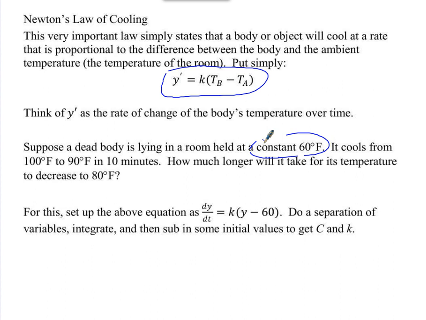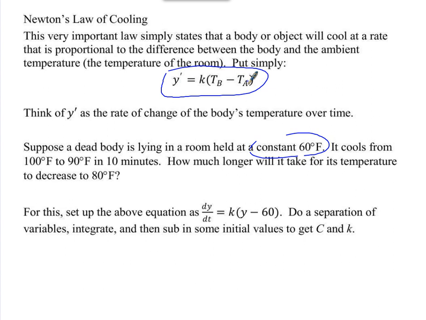So it's going to continue to decrease from 90 degrees. We want to know how much longer it's going to be until this thing is 80 degrees Fahrenheit. And we're going to do that using Newton's law of cooling. It is a law. It has to follow this law. So to do this, set up the equation as dy over dt equals k times y minus 60. Why is it y minus 60?